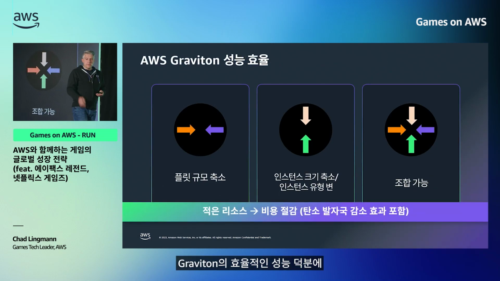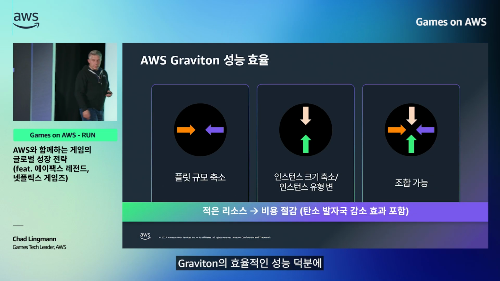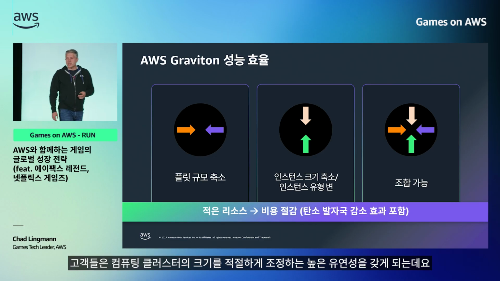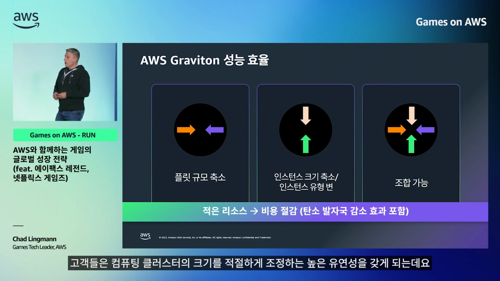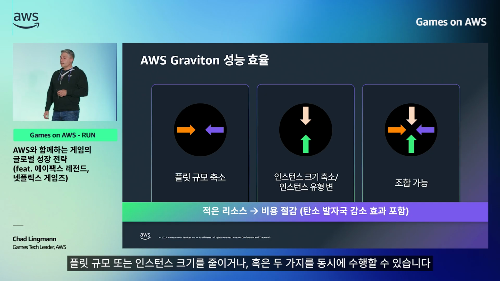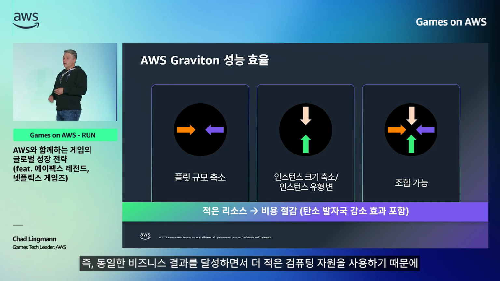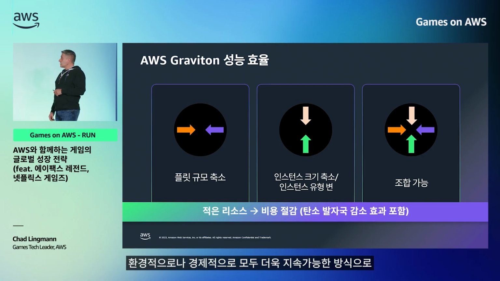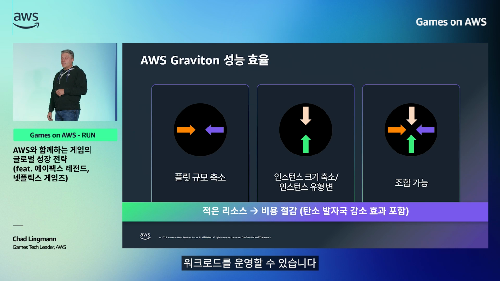So with the performance efficiency enabled by Graviton, customers have great flexibility to right-size their compute clusters, while they still meet the same or better service level objectives for their workloads. Customers are able to reduce the fleet size, reduce the instance size, or even do both sometimes. By consuming fewer compute resources for the same business outcome, customers are operating their workloads more sustainably, both environmentally and economically.